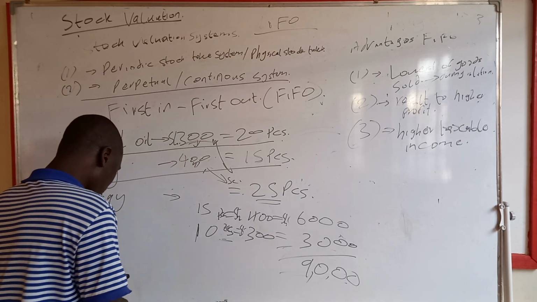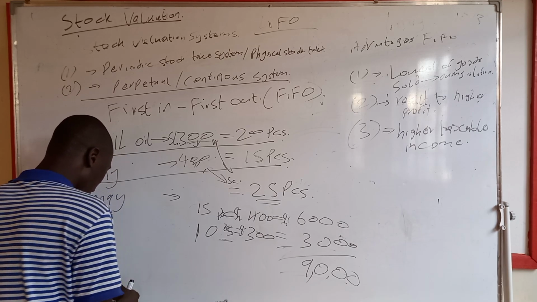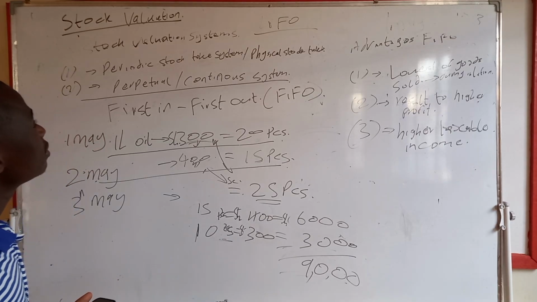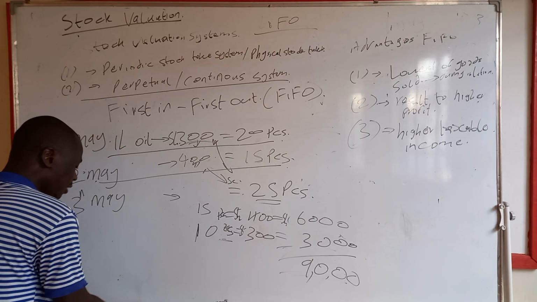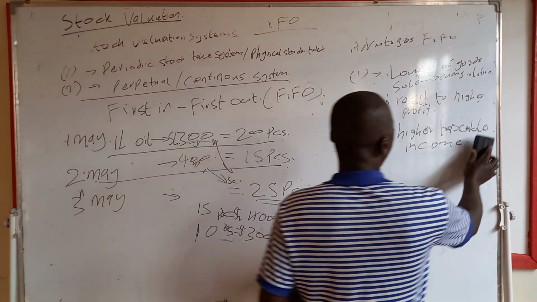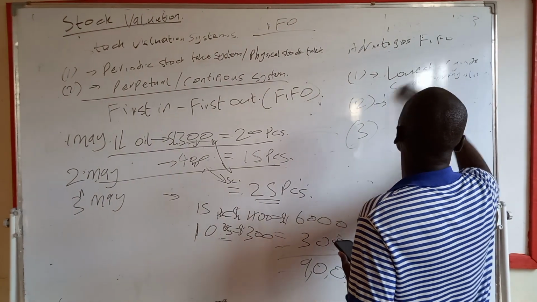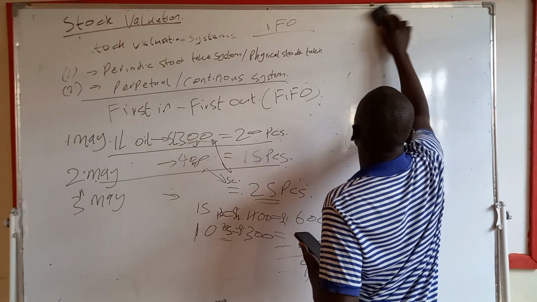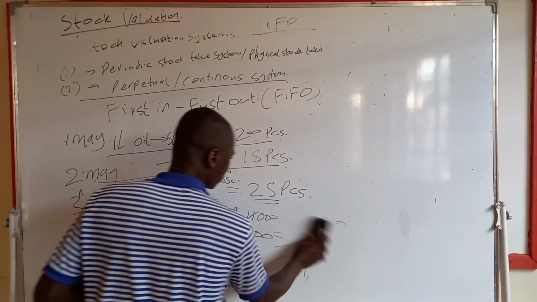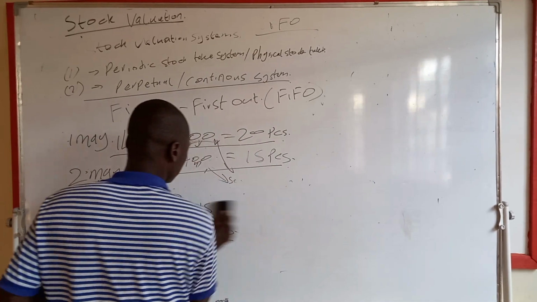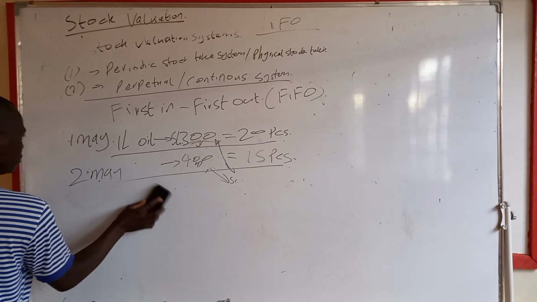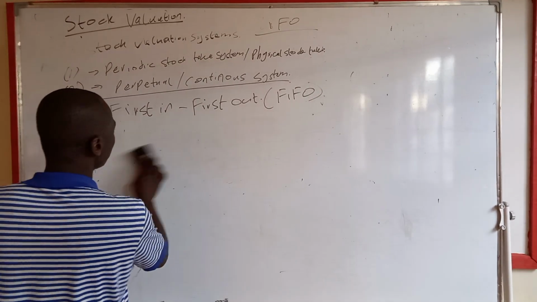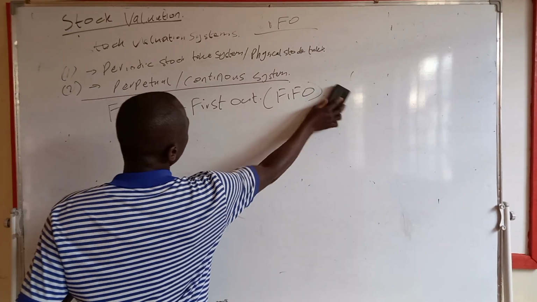Now, having done all that, and now you understand this first in, first out to a given level, now I want us to do a question. Let us try a question to help us understand this concept better. So it is FIFO.